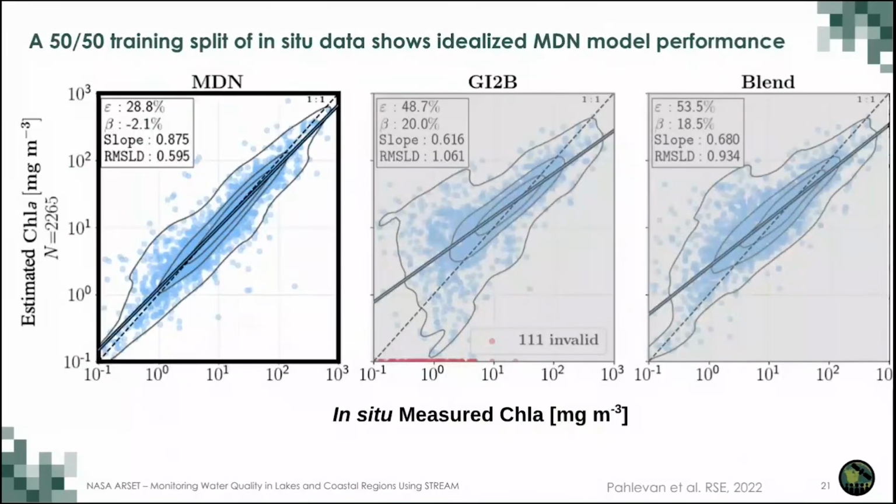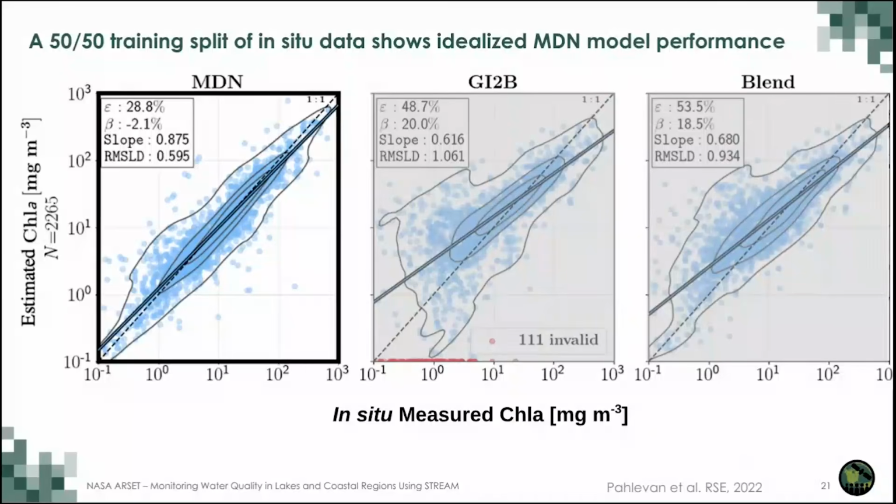Okay, so we have this really large data set and we've picked out a machine learning algorithm that we think is going to work really well for this region. We can then do a 50-50 split from our in situ data, use half of the data for training and half of the data for validation, and then compare the results between our mixture density network and operational algorithms. And that's what's shown here.